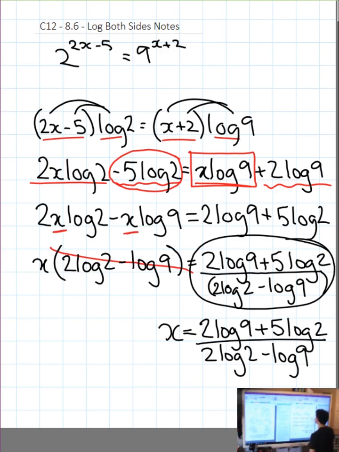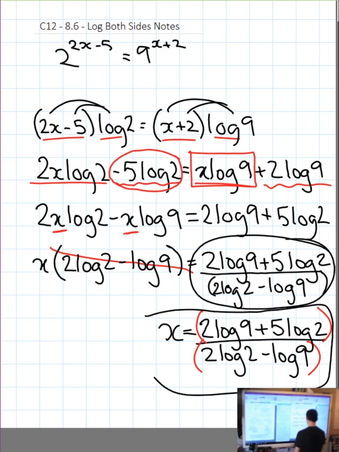Now remember, if you type this into the calculator for a decimal answer on a test or whichever, brackets are on the top, brackets are on the bottom, then you can do your division. And that is our exact value. A lot more complicated, impossible to turn from exponential form to log form usefully. Okay.